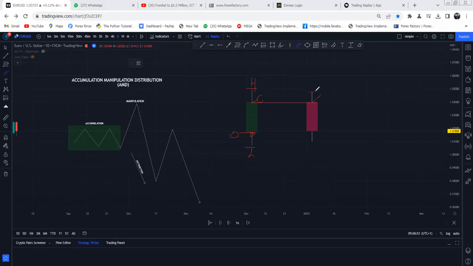It can trade up and create a high. This trading up to create a high is like a manipulation, right? It manipulates people to start buying, and when you buy, it distributes down. It creates the low, and then it goes back up to close.